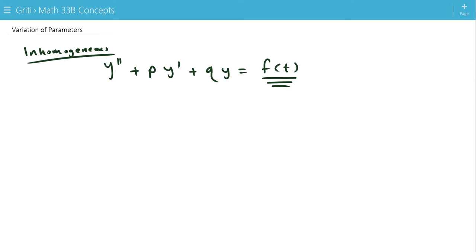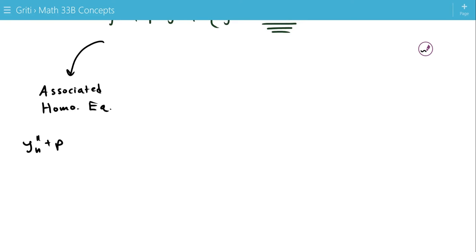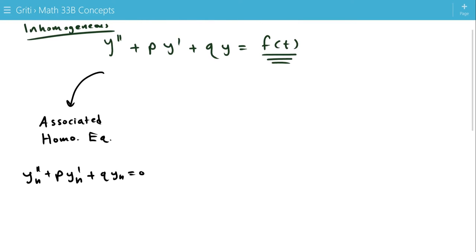What we do is we again look at the associated homogeneous equation, which is yh double prime plus p yh prime plus q yh equals 0, which has the solution yh equals c1 y1 plus c2 y2.